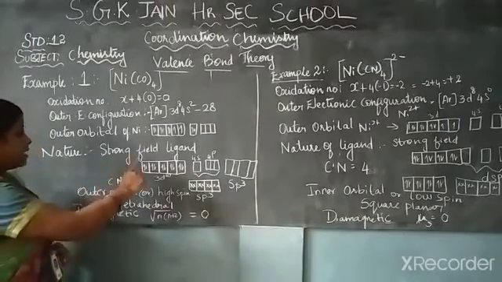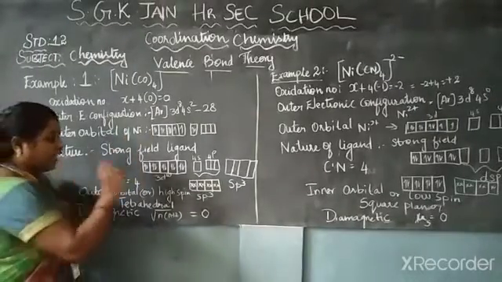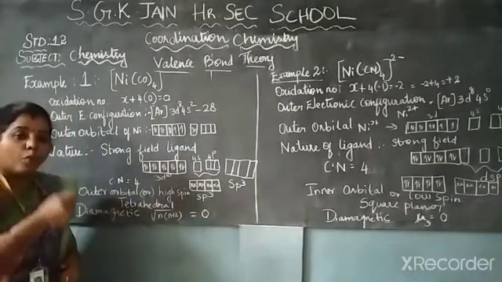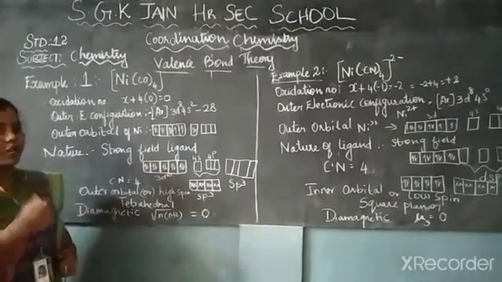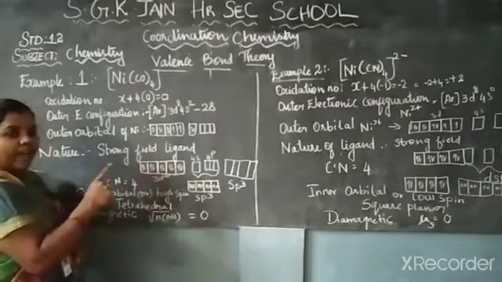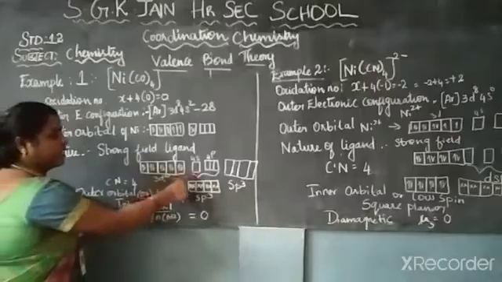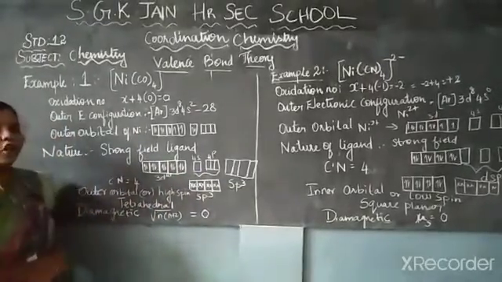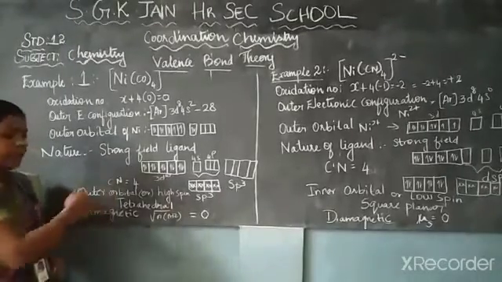It means it is an outer orbital. If you take the hybridization from the d orbitals, if the d orbitals are involved, it is called an inner orbital. Here in this compound the d orbitals are filled, and we have taken the hybridization from the s and p orbitals. So it becomes an outer orbital. Outer orbital is otherwise called a high spin complex.